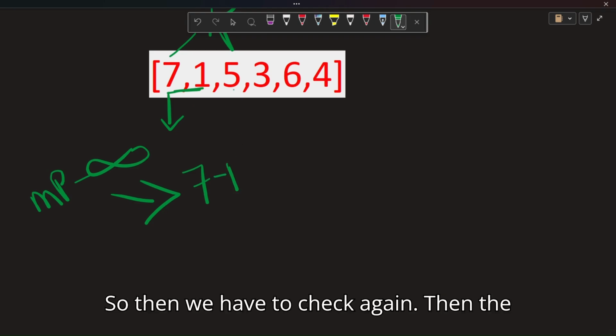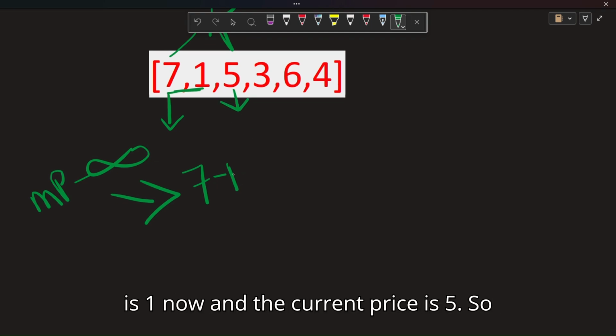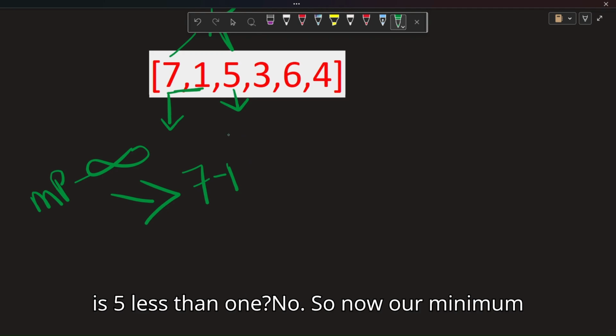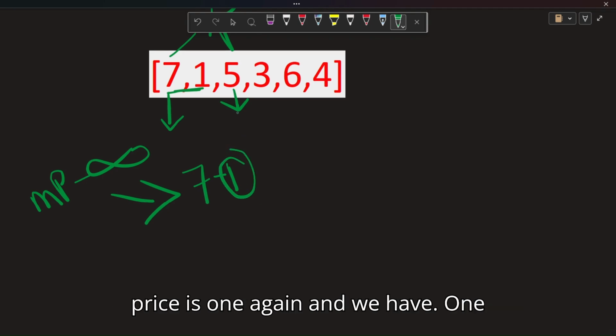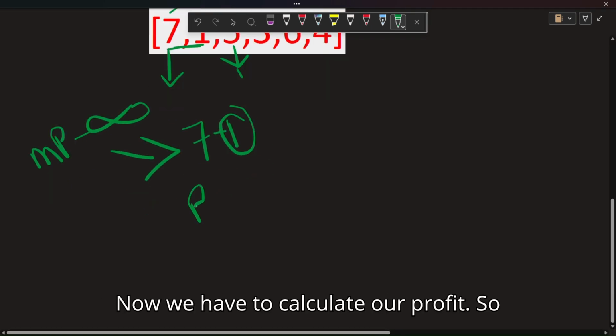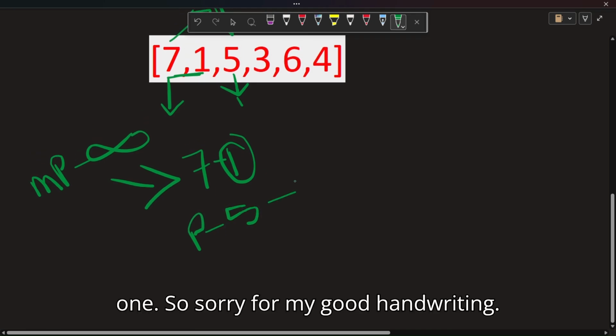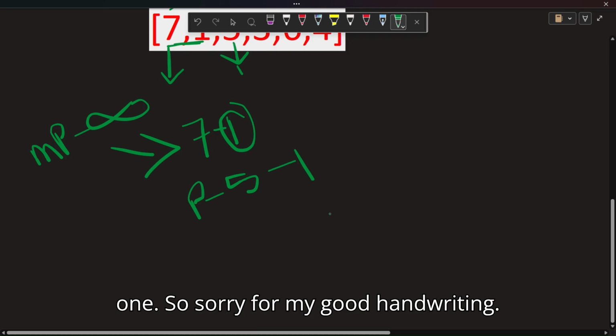Then we have to check again. The next element is 5. The minimum price is 1 now, and the current price is 5. So is 5 less than 1? No. So our minimum price is 1 again, and we have a price more than the minimum price, which is 5. Now we have to calculate our profit. So the profit will be 5 minus 1. Sorry for my bad handwriting.